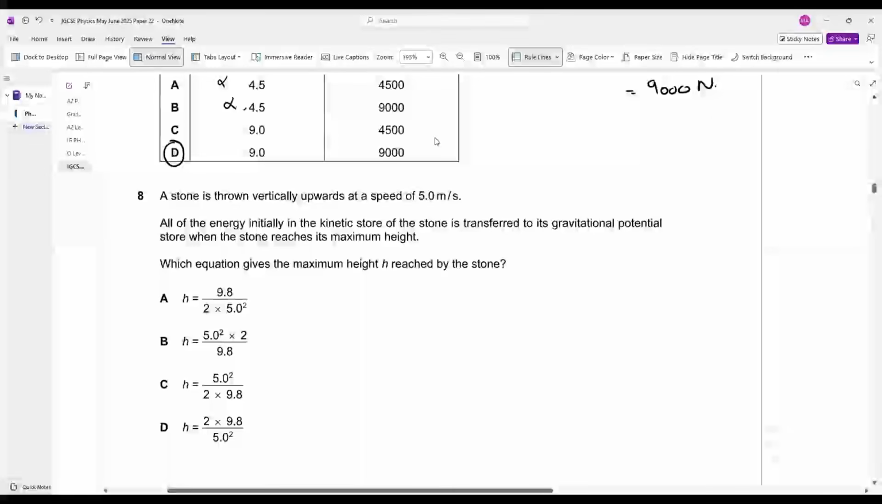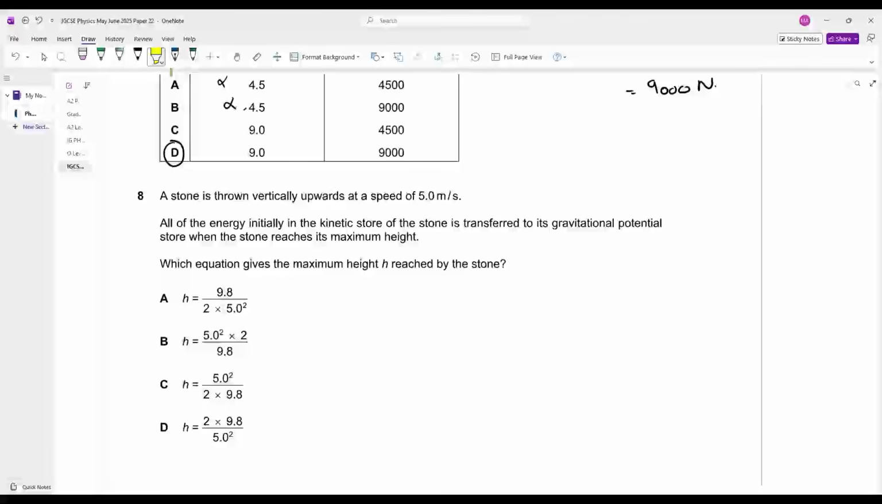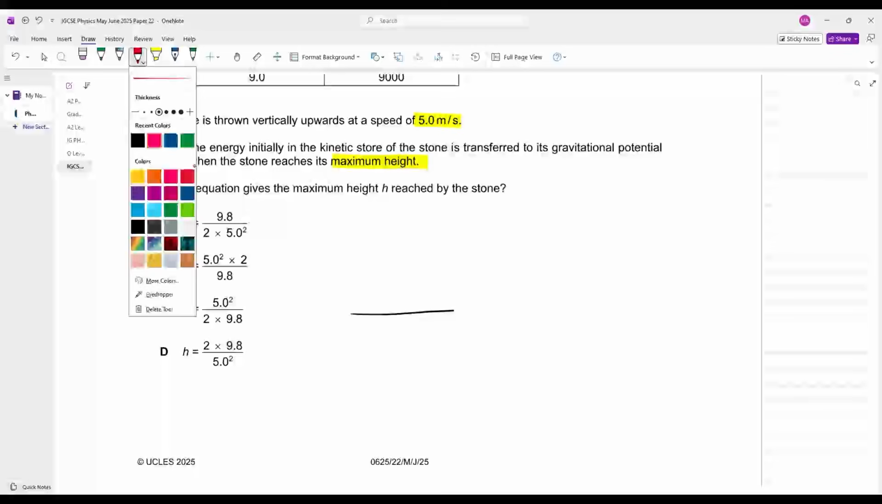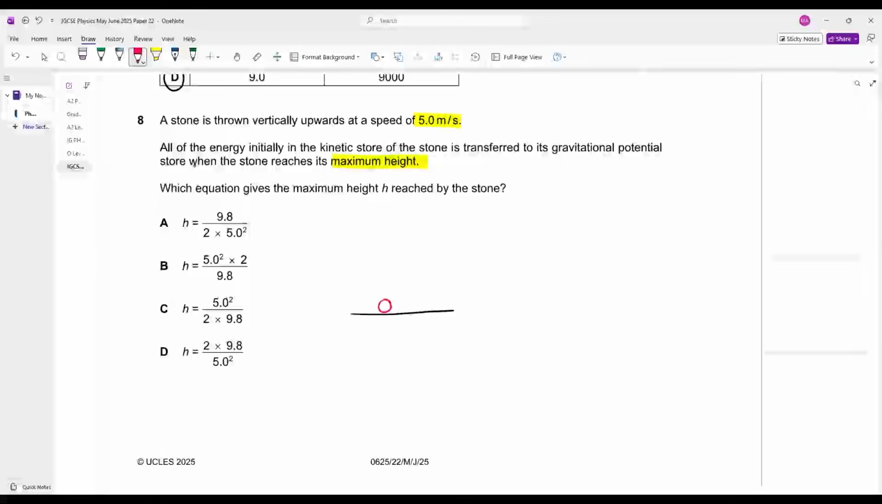Let's further move ahead. A stone is thrown vertically upwards at a speed of 5 meters per second. All of the energy initially in the kinetic energy store of the stone is transferred into the gravitational potential energy store when the stone reaches its maximum height. अच्छा जी हो क्या रहा है देखो. Basically एक stone है. Let's draw the diagram. Let's say you have a stone like this. Initially, it has a velocity of 5 meters per second.